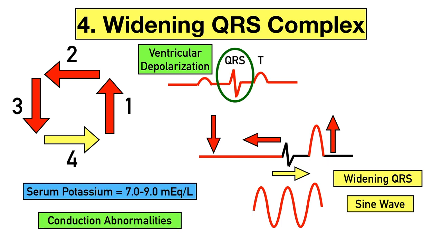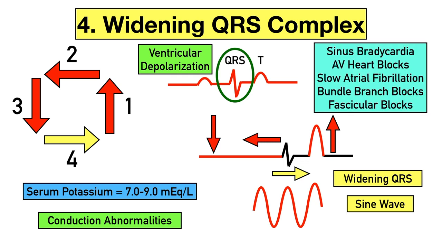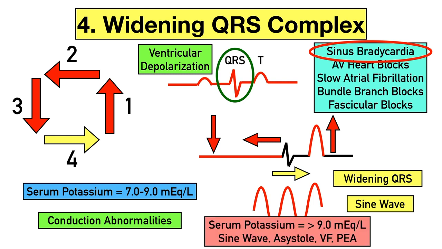At potassium levels of about 7.0 to 9.0, conduction abnormalities may be present. This can include sinus bradycardia, AV heart blocks, slow atrial fibrillation, bundle branch blocks, or fascicular blocks. It's important to remember that the cardiac abnormality for hyperkalemia could just be sinus bradycardia, so it's always good to keep hyperkalemia in the back of your mind. As potassium levels continue to increase above 9.0, life-threatening arrhythmias can develop, such as sine wave patterns, asystole, ventricular fibrillation, or PEA.